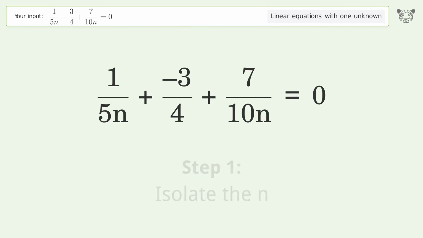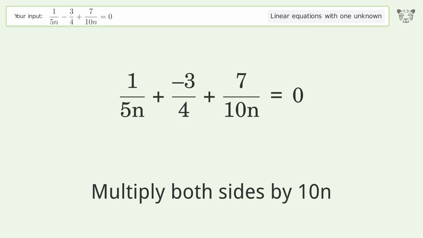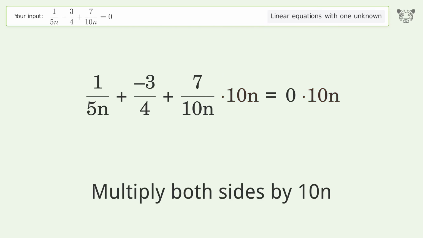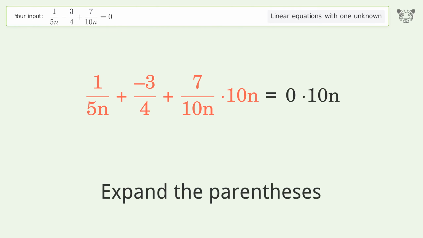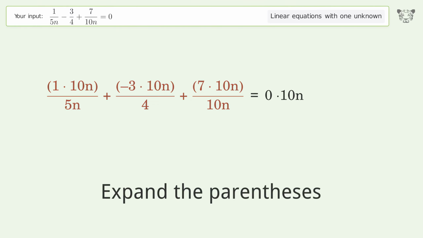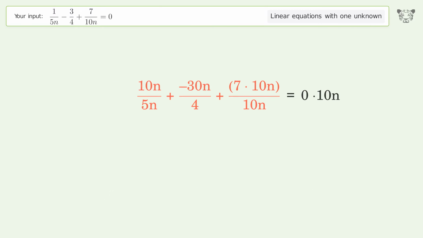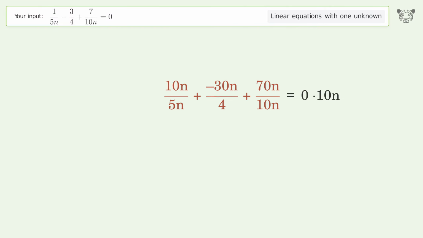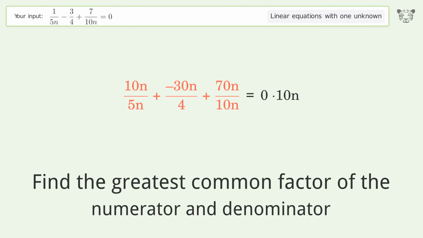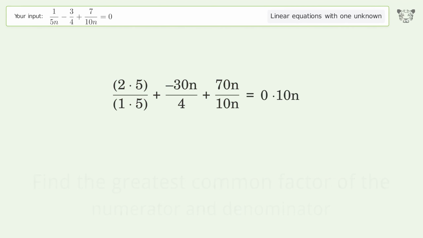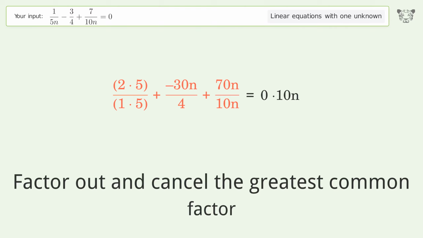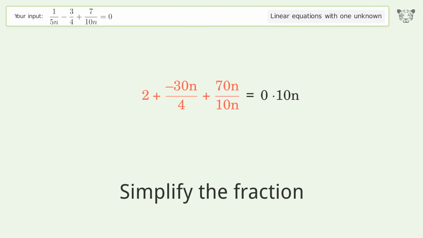Isolate the n. Multiply both sides by 10n. Expand the parentheses. Multiply the coefficients. Find the greatest common factor of the numerator and denominator. Factor out and cancel the greatest common factor. Simplify the fraction.